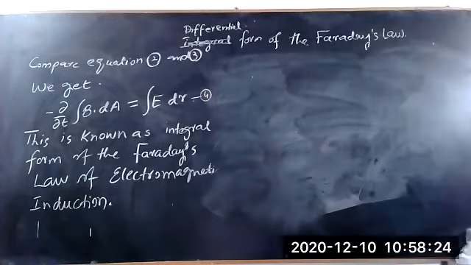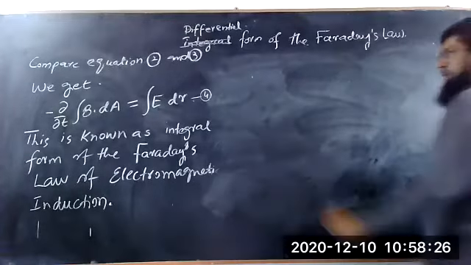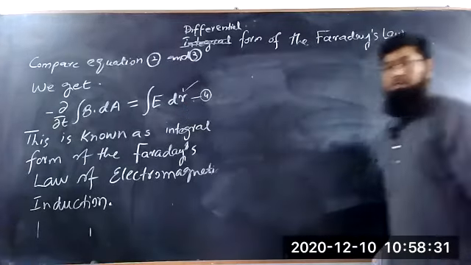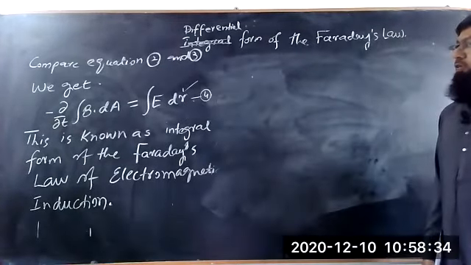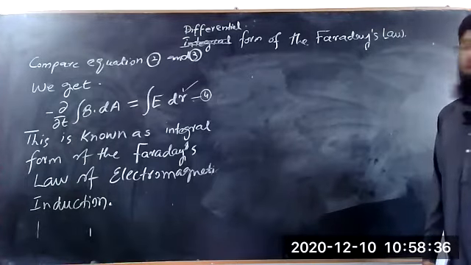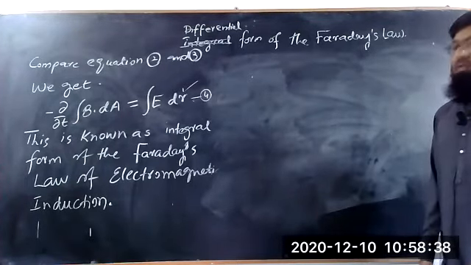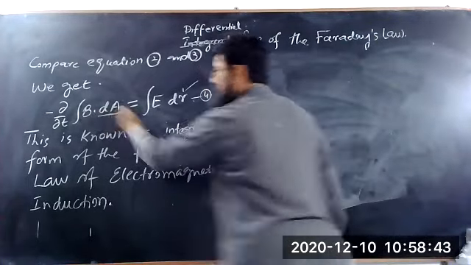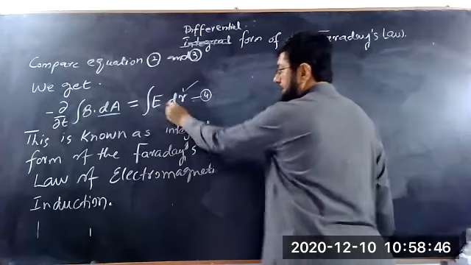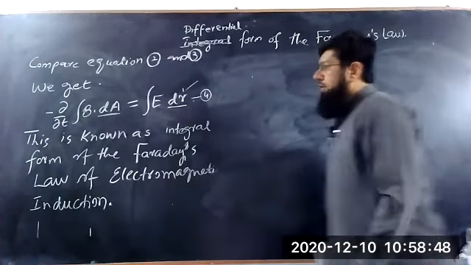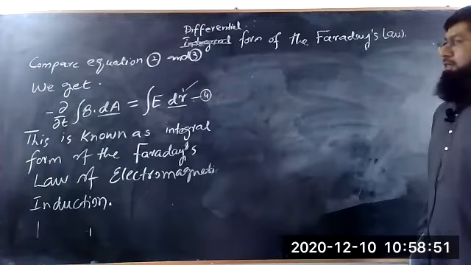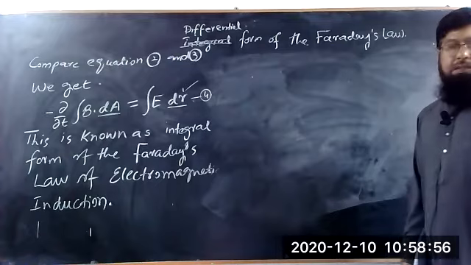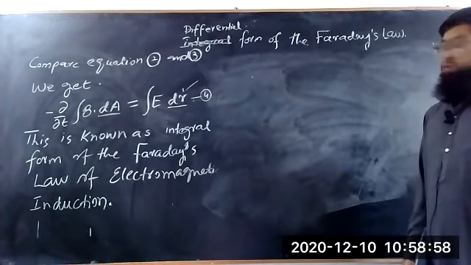Now from equation number 4, if we convert this line integral, this is a one dimensional integral, and a one dimensional integral is known as a line integral. This line integral can be converted into a surface integral, because on this side we have the surface integral and this is the line integral. It can be converted by taking the curl of the equation.